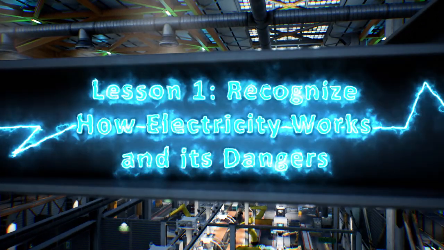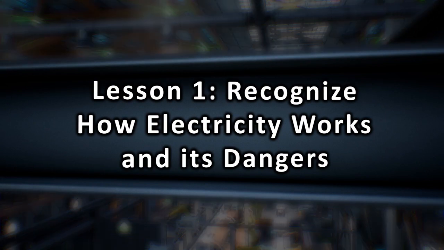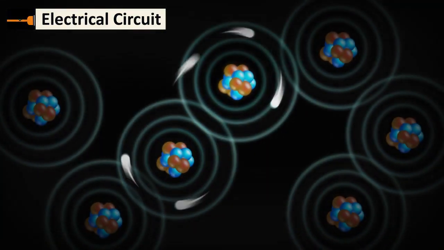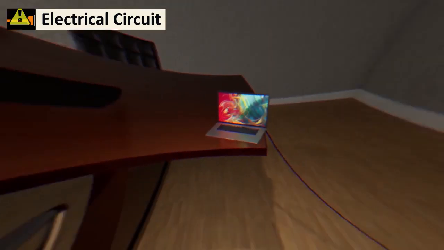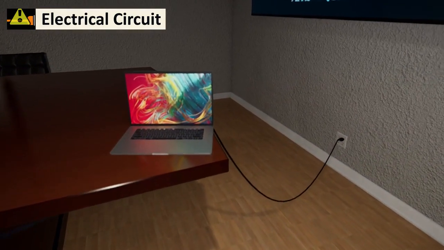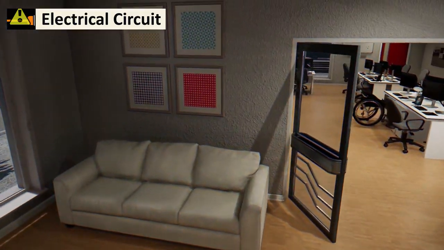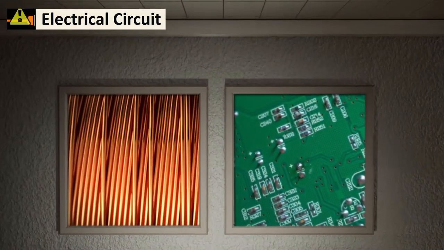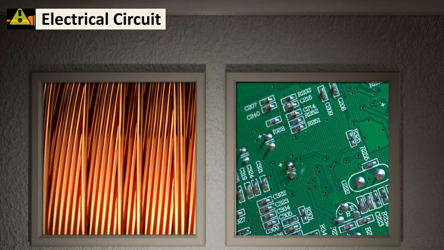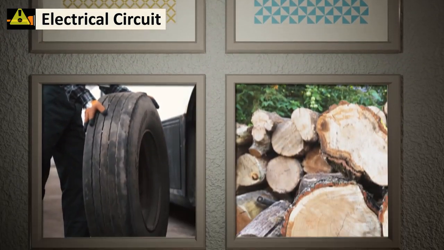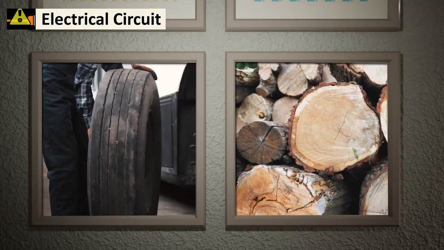Lesson 1. Recognize how electricity works and its dangers. Electricity is generated by the movement of electrons between atoms. A circuit is a conductive path that an electrical current can flow through. Conductive materials, such as copper or silver, provide little resistance to the flow of electrons, while insulators, such as rubber and wood, provide higher resistance and make it more difficult for electrons to move.